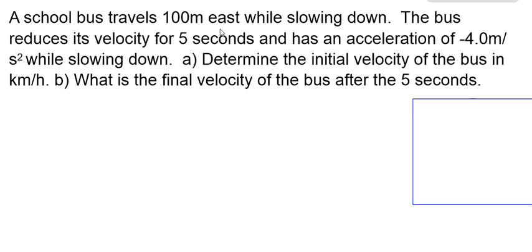A school bus travels 100 meters east while slowing down. The bus reduces its velocity for 5 seconds and has an acceleration of negative 4.0 meters per second squared while slowing down. We're going to determine the initial velocity of the bus in kilometers per hour and what was the final velocity of the bus after the 5 seconds.